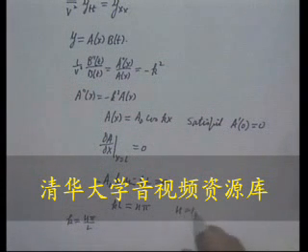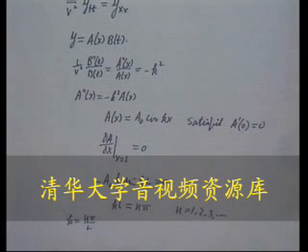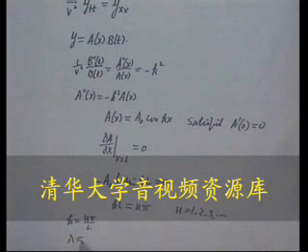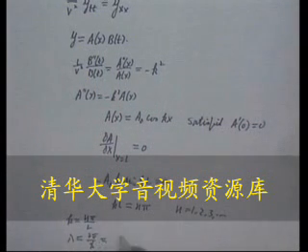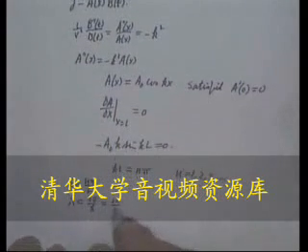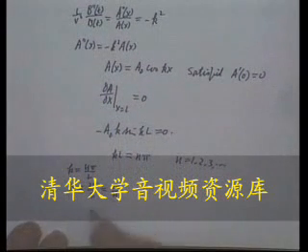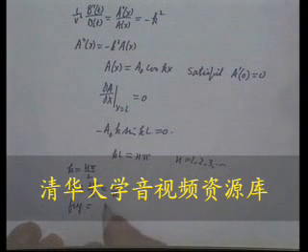m is equal to 1, 2, and so on. Lambda is equal to 2 pi over k, which is equal to 2L over m. The frequency is equal to m v over 2L.